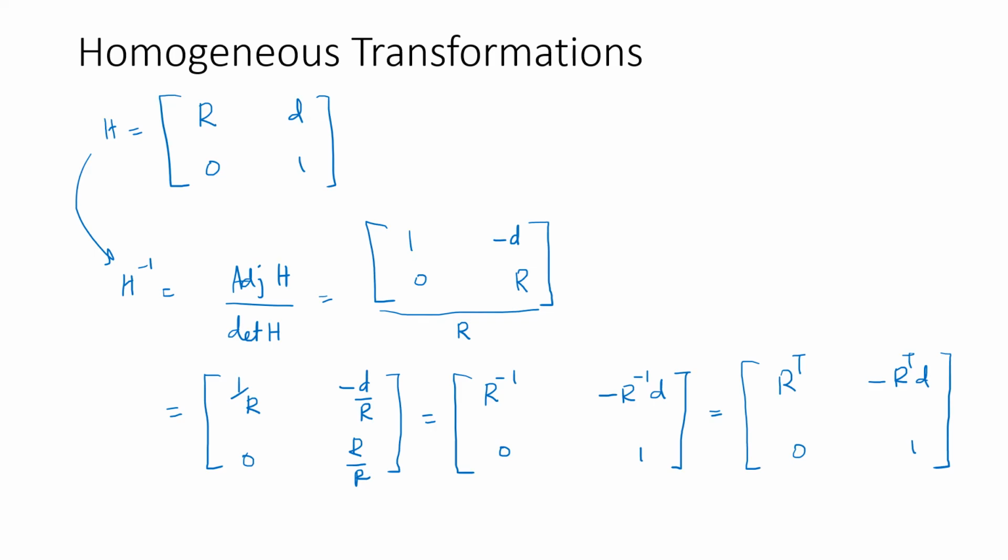So you can see that this is much more easily computable in the sense that all you have to do is to take the transpose of a rotation matrix, and then for this vector you have to multiply the transpose with the translation vector d, and that would be it. That would make you calculate the inverse of a 4x4 matrix, which otherwise would be very difficult to manage.